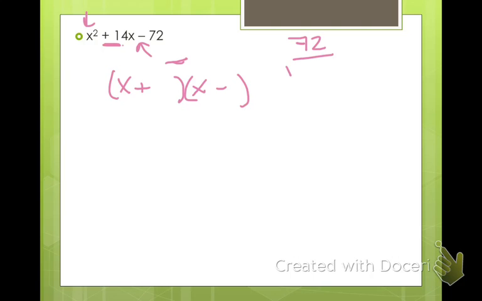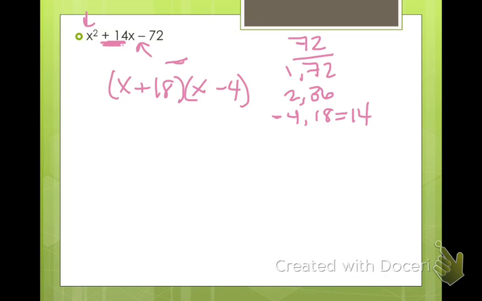So we have 1 and 72. Obviously that's not going to be it because those are not 14 apart. I have 2 and 36. I have 4 and 18. Alright, so it looks like I've got a winner here. So one is positive, one's negative. It has to be a positive number, so that means our bigger number is positive, smaller number is negative. 18 minus 4 is 14. So I should have a plus 18 and a minus 4.